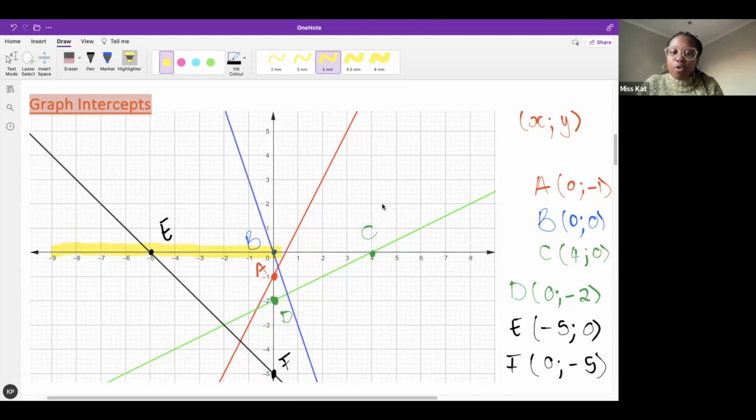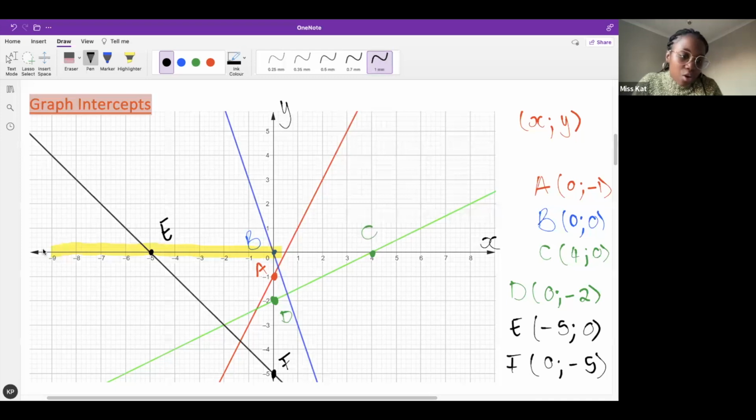And therefore we call them intercepts because they intercept the axes. Remember, we call these the axes. This is the y-axis, and this is the x-axis. So if they cross the y or x-axis, we call them intercepts.